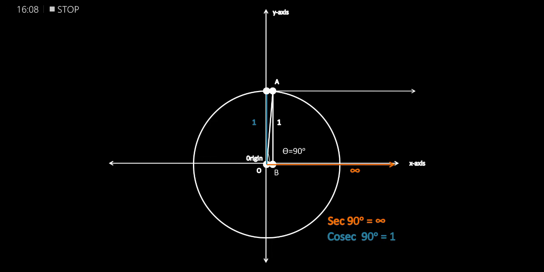And in this figure, the length of the orange line is equal to an infinite number of units. It is equal to infinity. The orange line represents secant of angle. Angle is equal to 90 degree here. So secant of 90 degree is equal to infinity, which is the length of the orange line. The sea green line is equal to 1 unit. It is the representative line of cosecant function. It is equal to cosecant of angle. So cosecant of 90 degree is equal to 1, which is the length of the sea green line.